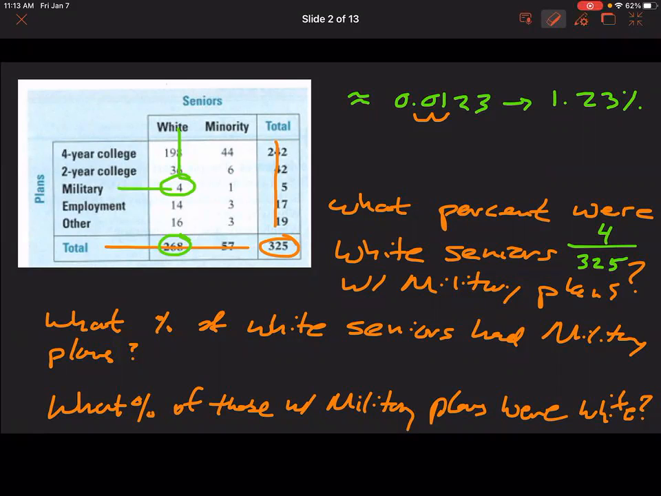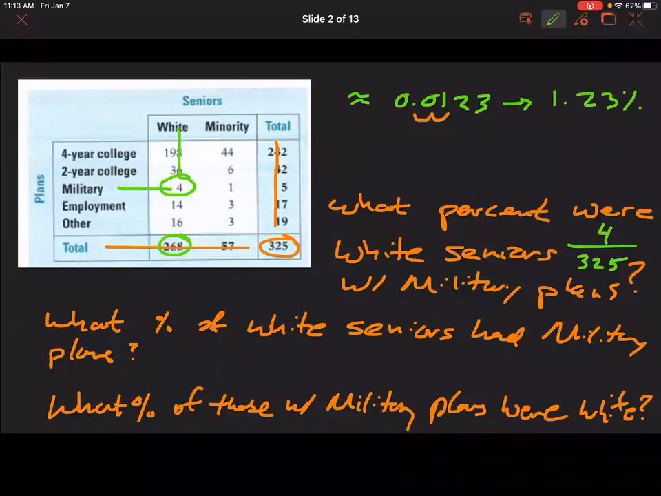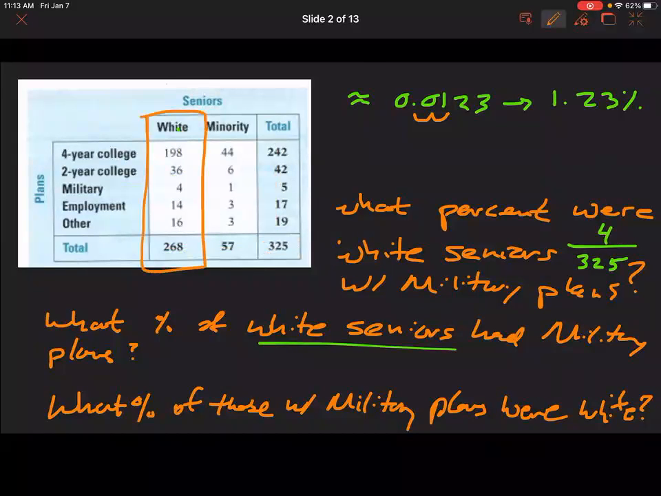Now, next one, what percentage of white seniors had military plans? Now it's telling us we're looking at a specific group. Who are we interested in learning about? White seniors. It says what percentage of white seniors? So we're only looking at the white seniors. That means every number we use should come from this column. The total number of people in the group we're talking about goes on the bottom. That's 268 white seniors.